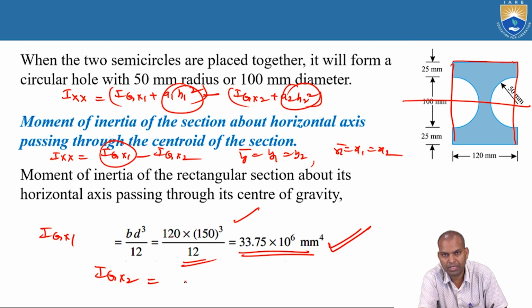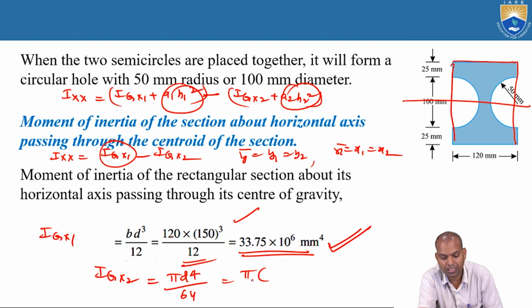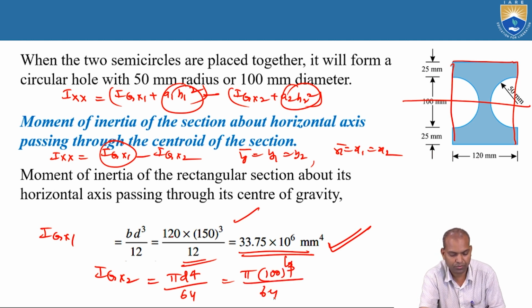Igx2 equal to, what about Igx2? We have to subtract the circular section. That is Igx2, which means pi d power 4 by 64. What about pi? What is the d? Diameter. That is 100 millimeters dia. 100 millimeters power 4 by 64.